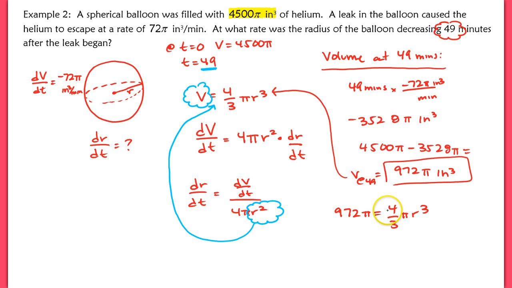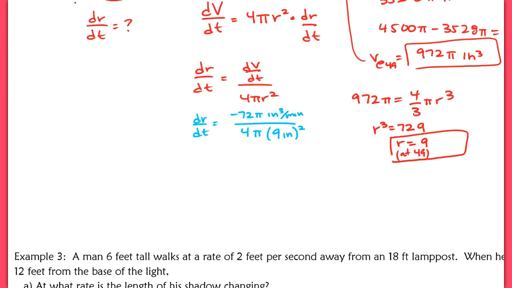All right, so if we multiply by 3/4 and divide by pi, we're going to end up with r cubed equals 729. Now, if we solve for r, we end up with r equals 9. So here's our radius at 49 minutes. Now we can go ahead and plug that value into this equation here so that we can finally get dr/dt.